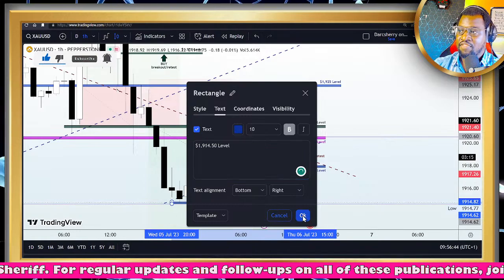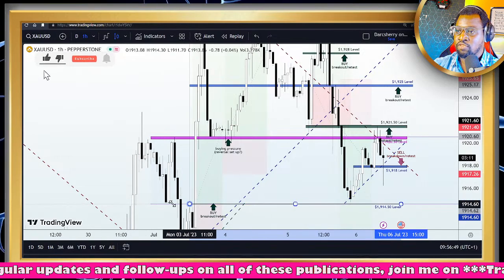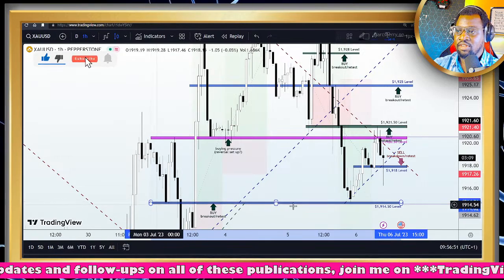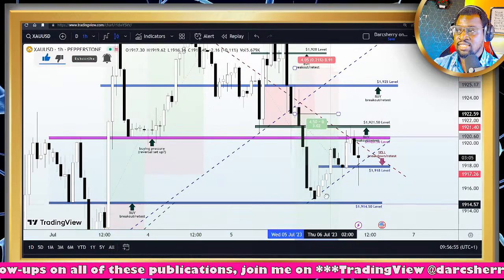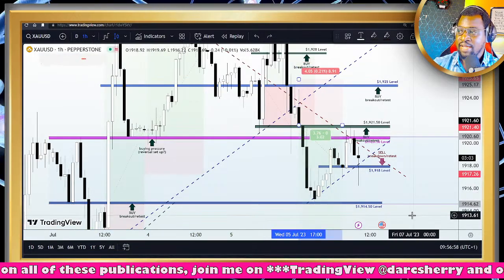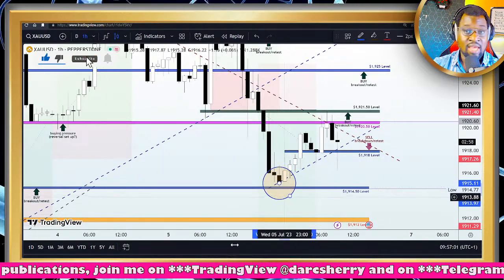And if you remember vividly, that level was the level where we had our first buy position for the week. Remember, that was the initial support line. That was where we had our first buy position. And you can see what happened. Immediately price action got into that zone, we began to see some buy pressure resume around that area.